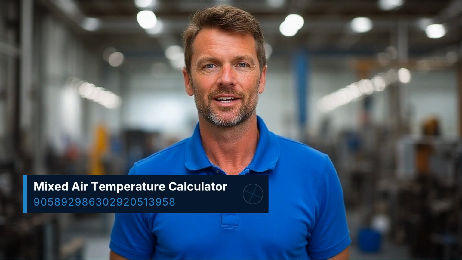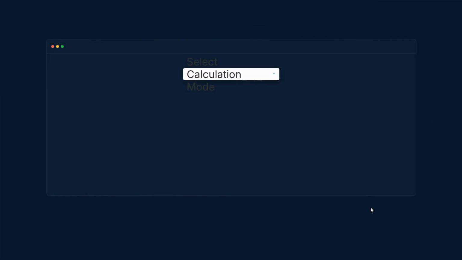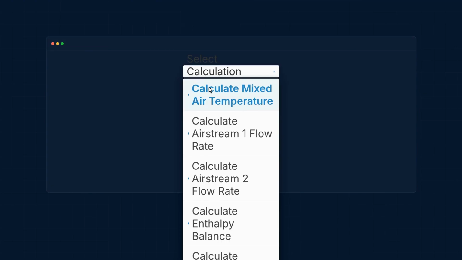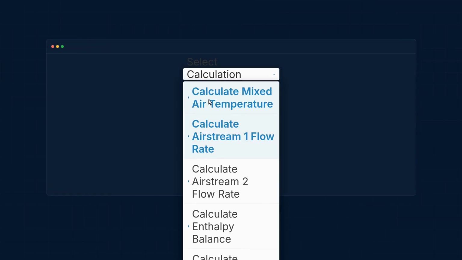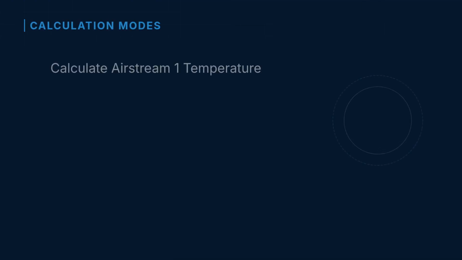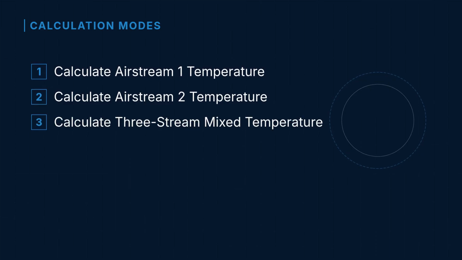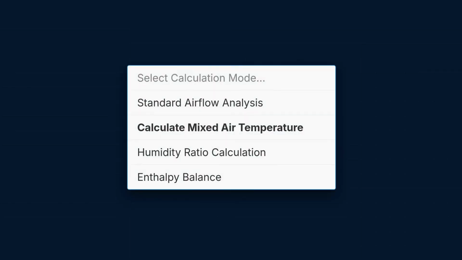Today we're looking at the Mixed Air Temperature Interactive Calculator, which determines the resulting temperature when two or more airstreams combine. This calculator has 6 calculation modes available through the drop-down menu: calculate mixed air temperature, calculate airstream 1 flow rate, calculate airstream 2 flow rate, calculate airstream 1 temperature, calculate airstream 2 temperature, and calculate 3-stream mixed temperature. For this demonstration, we'll use the Calculate Mixed Air Temperature mode.